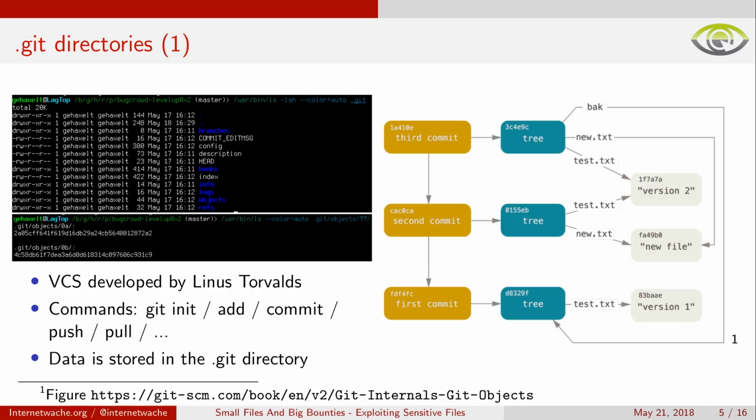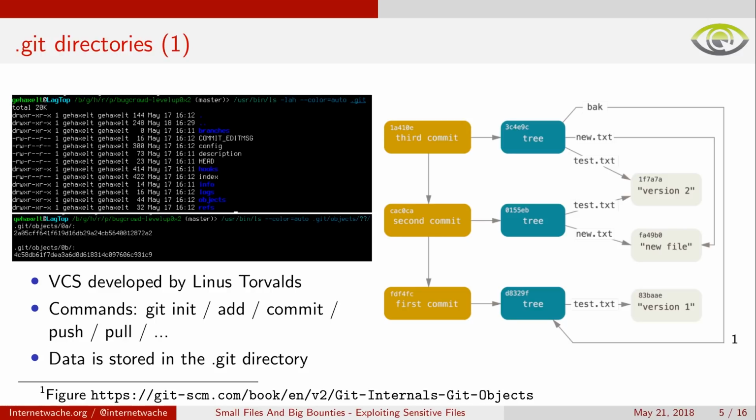So for example, the test.txt is a blob with version 1, and then when you commit another version of the file, you get another blob object with differences, and everything is managed using those object files. So you can find those object files in the .git/objects folder.